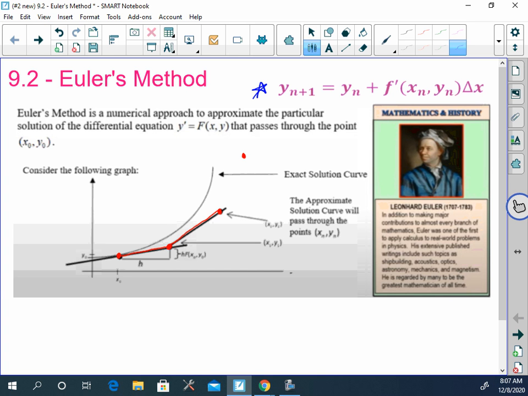But if you go way back in that packet, there's Euler's method. And Euler's method, you probably won't remember when it's time for the AP test, but this exact formula is in there, okay? So you'll be able to find it there as well.